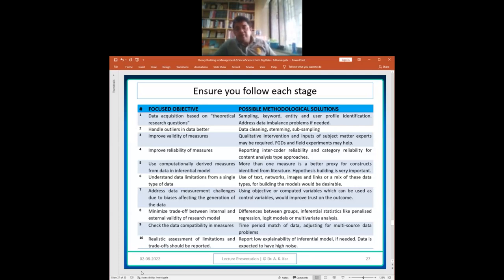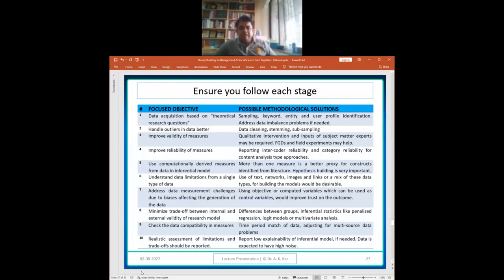Similarly, on the other hand, if you have a field experiment or a lab experiment which is controlled, there may be very high internal consistency in such a lab experiment, but it will have challenges of how you are able to generalize the findings, to what extent you are able to generalize the findings.